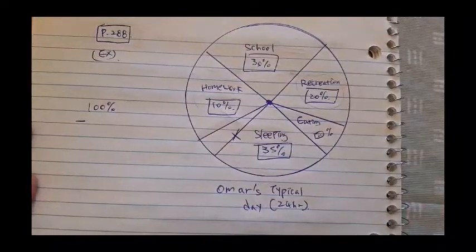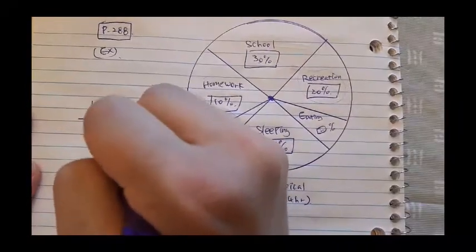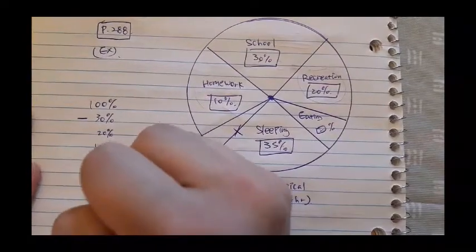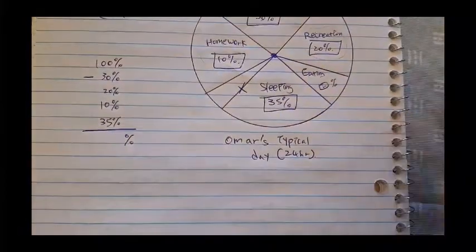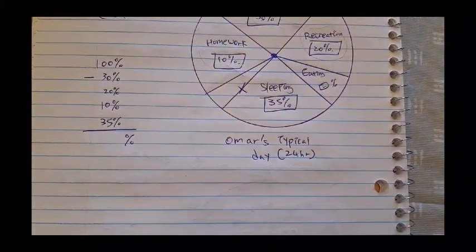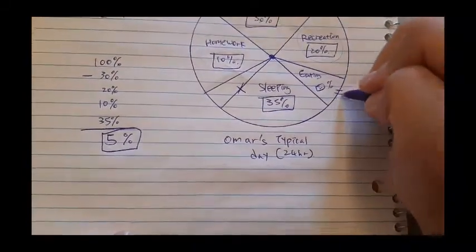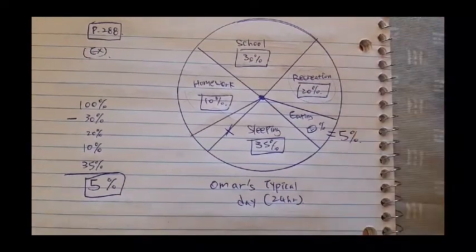So if we get rid of the rest of the percentage, I have school, that is 30%, recreation, 20%, homework, 10%, sleeping, 35%, and eating is what we try to find. So if we subtract every single thing, we can basically figure out the missing percentage. Once you do everything, it turns out that eating is just 5%, which makes sense. Not a lot of people spend that much time on eating itself.